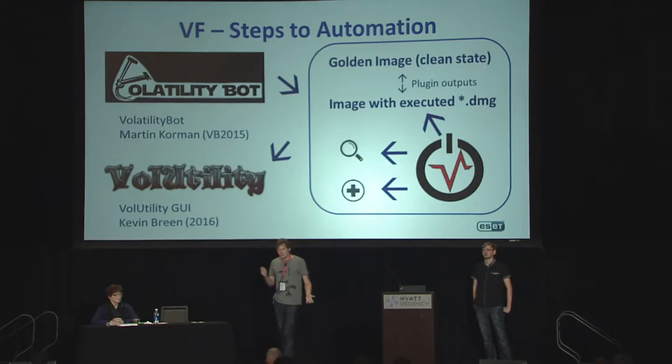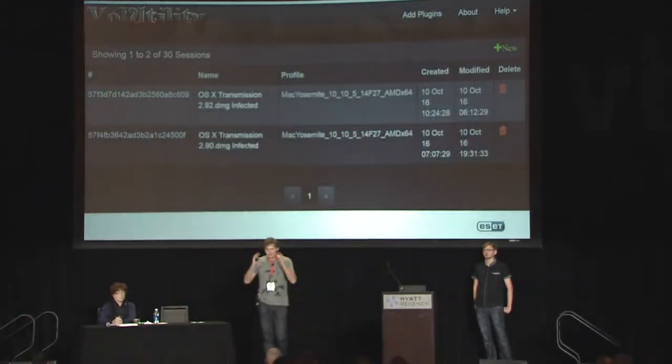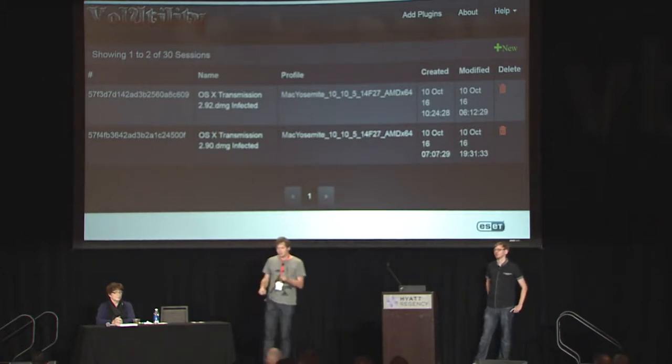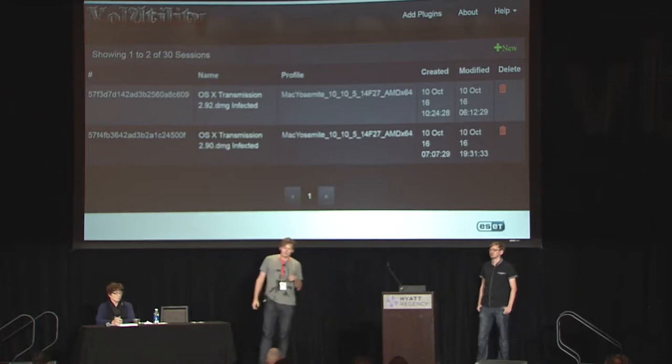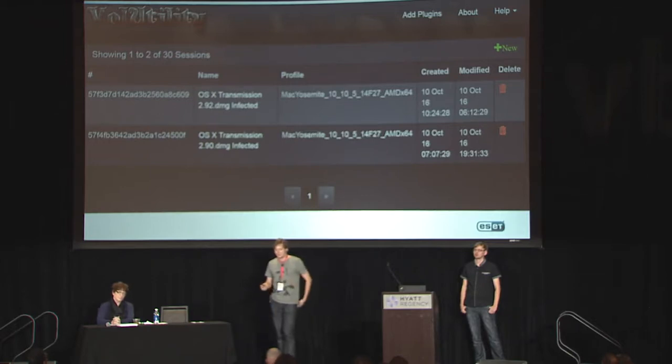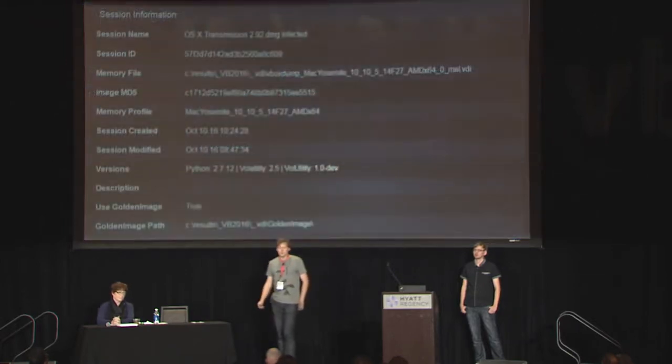And how does it look? It's like a web interface. This is the initial page, with 2 sessions. We have infected OS X Transmission from August and from March. Let us click on the recent version, that means the one from August.